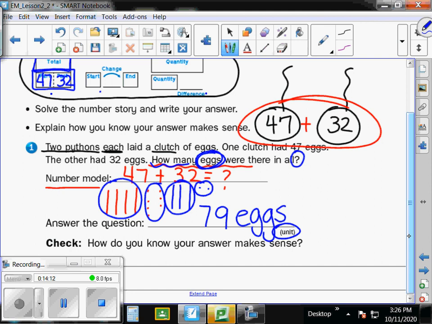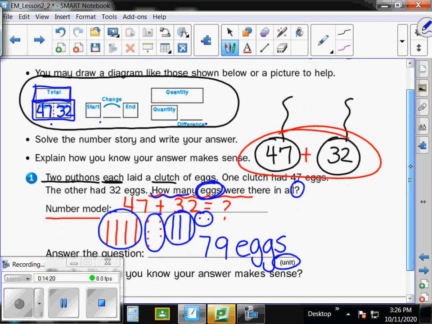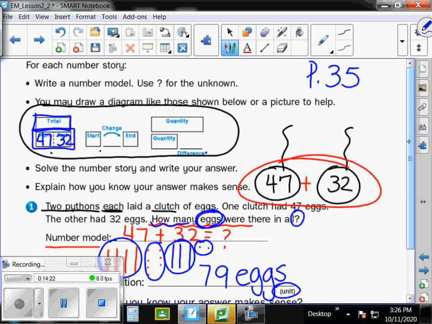All right, so now it says, how do you know your answer makes sense? Well, I think my answer makes sense because I know that there's 2 different nests of eggs, and this nest has close to 50, right? Isn't 47 close to 50? And this one has close to 30. 32 is a little bit more, but close to 30.